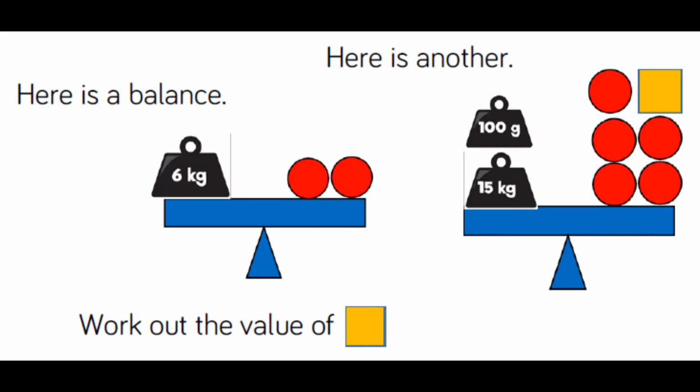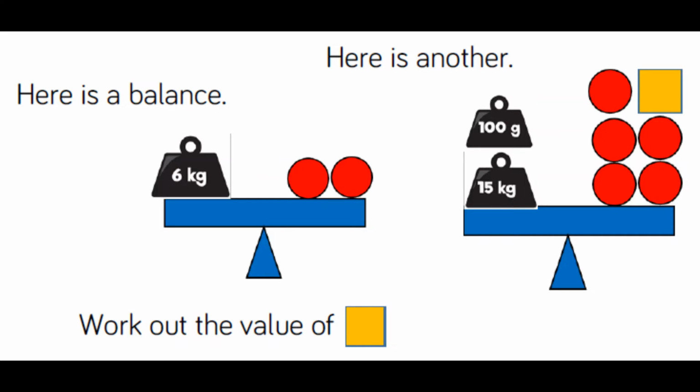So we need to start by working out what a circle is worth, because if we don't know that, it's going to be tricky to work out the yellow square. In both balances, in both pictures, the circles are worth the same amount. It's just another balance with more circles on the second one. So let's have a look at the first one on the left.